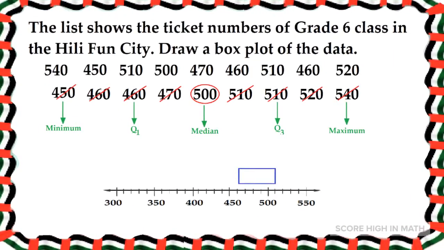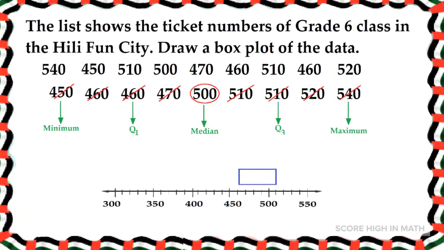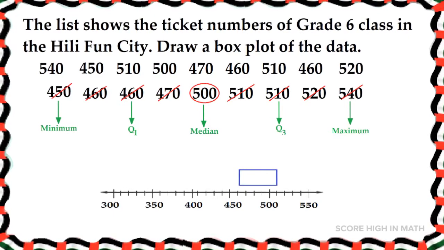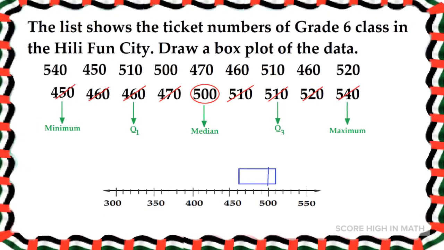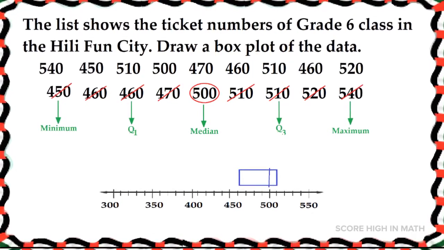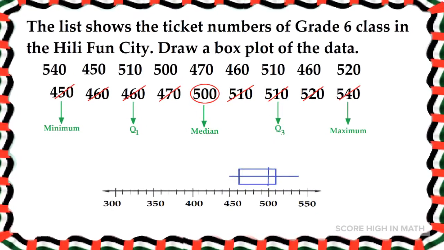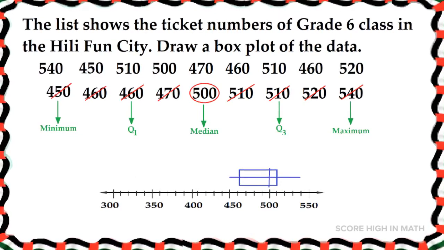We are going to create a box on top of the number line starting from the first quartile, which is 460, until the third quartile, which is 510. We are going to locate the median, which is 500, inside the box with a line. Then, we can make a straight line starting from the minimum up to the maximum, which we can call whisker.